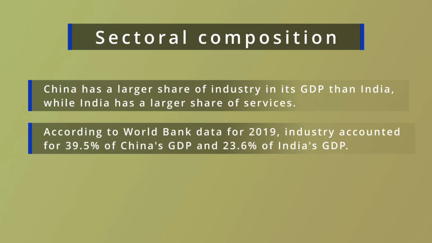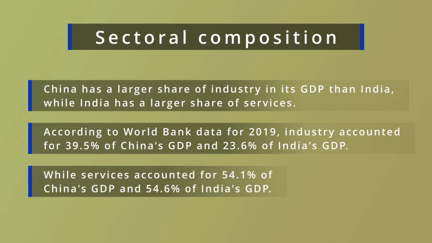According to the World Bank data of 2019, the industry sector accounted for 39.5% of the Chinese GDP, whereas in case of India, it is 23.6%. While the service sector accounted for 54.1% of Chinese GDP and 54.6% of India's GDP.